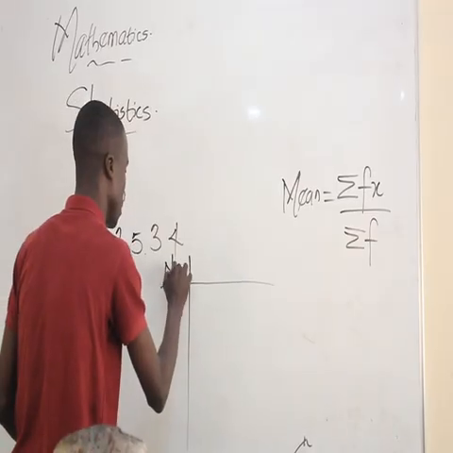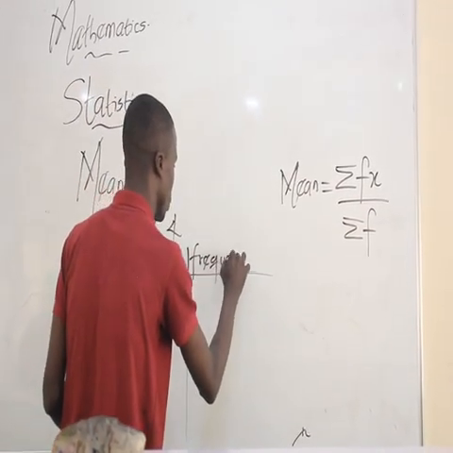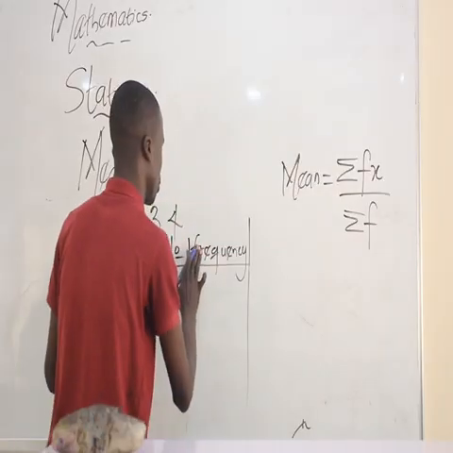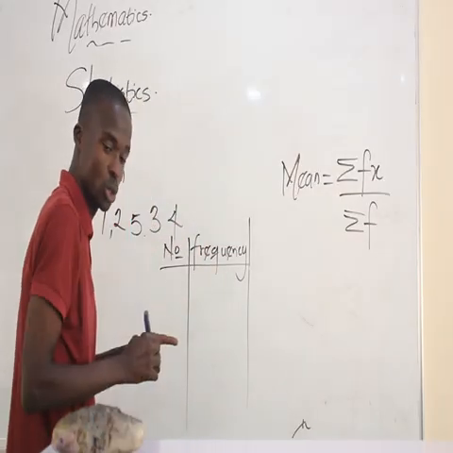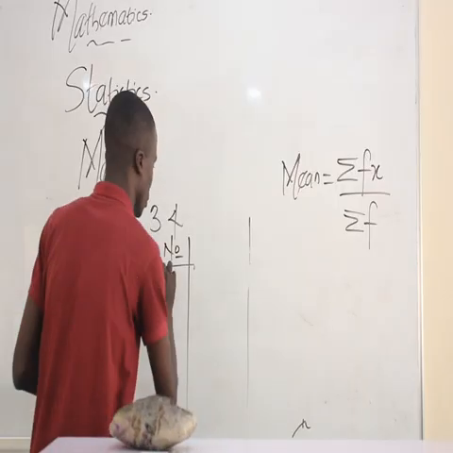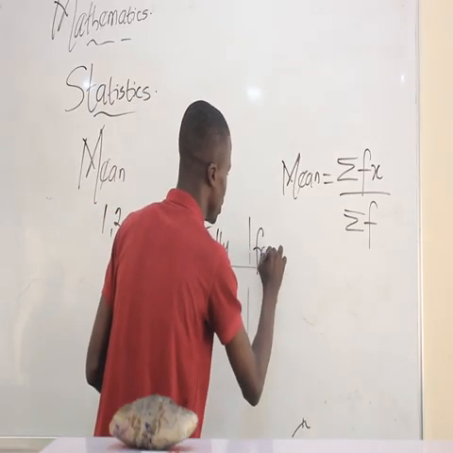Now, for instance, take for example, you are given your data like this. You have the number, you have the frequency, and you can choose to put your tally here, your tally, your frequency.